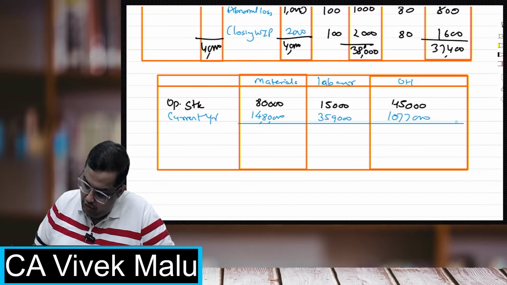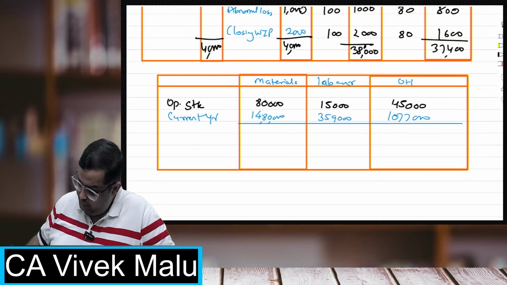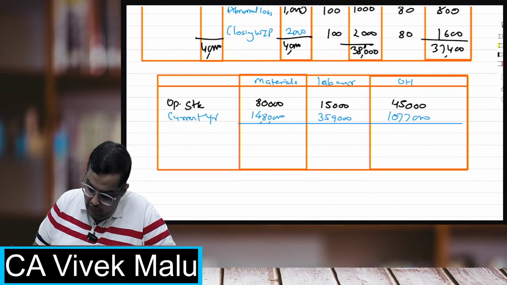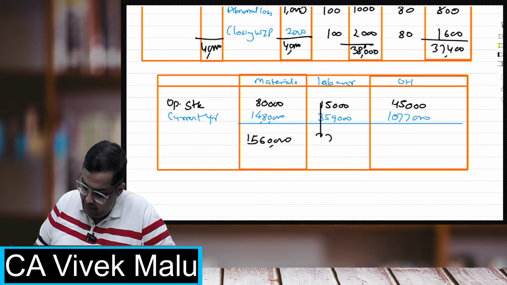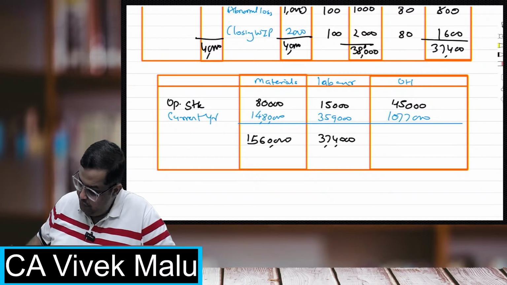Come on, calculate the total cost, please. 80,000 plus 14 lakh 80,000, so that is 15 lakh 60,000. Then we have 15,000 and 3 lakh 59,000, so 3 lakh 74,000. Then we have 45,000 plus 1 lakh, so this will be 11 lakh 22,000.